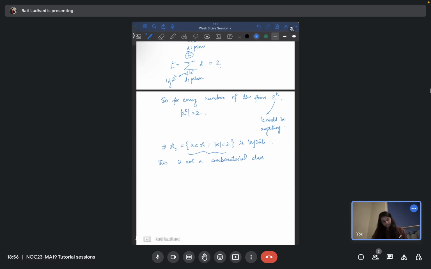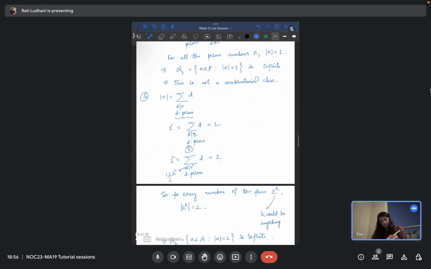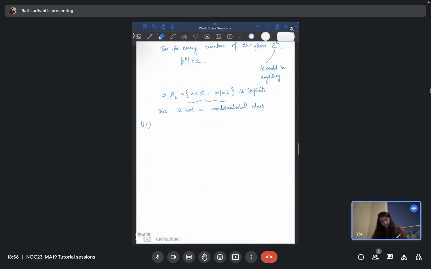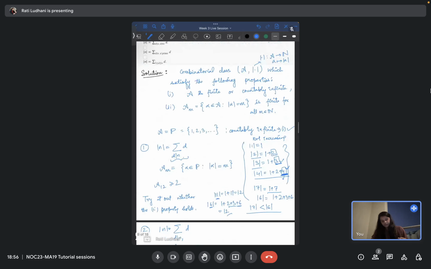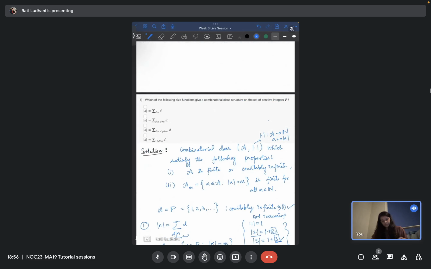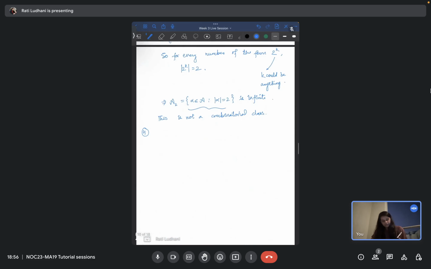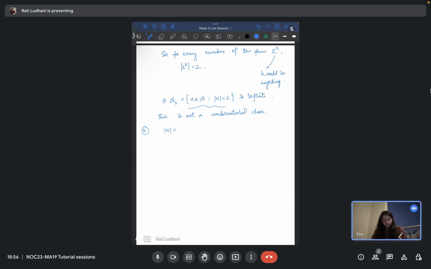Okay, let's move to the next part. I'm writing in numbers, not Roman. So this is your fourth. What does this say? Summation d is from 1 to n d. So cardinality of n, so size of n, sorry, this is something which we usually use, cardinality word. So anyway, size of n is equal to summation d, where d is from 1 to n.